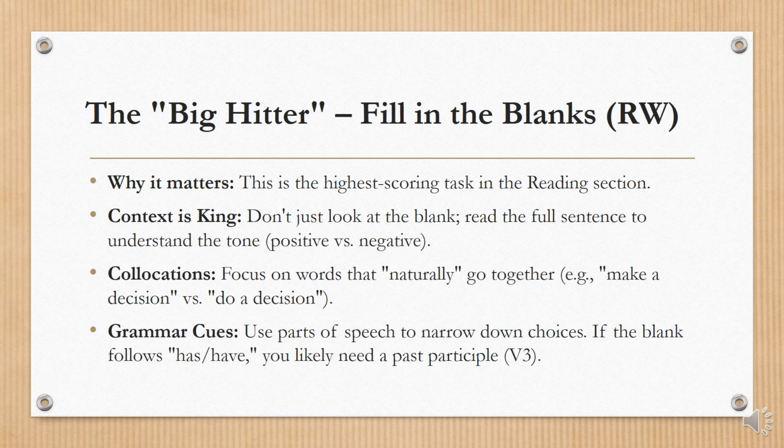Here, the context matters more. You need to read the sentence before reading the options and then try to pick the option that makes more sense. For example, if you say you make a decision, that sounds more natural and correct than saying do a decision, which sounds very wrong. So you can also check the grammar cues. If you see has and have, you need to use the participle, that is the third form of the verb.